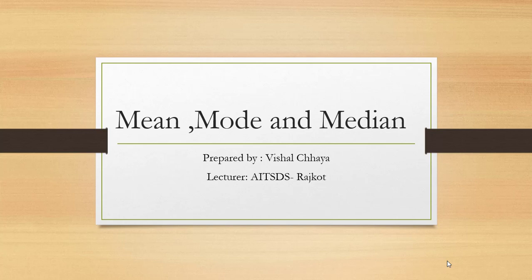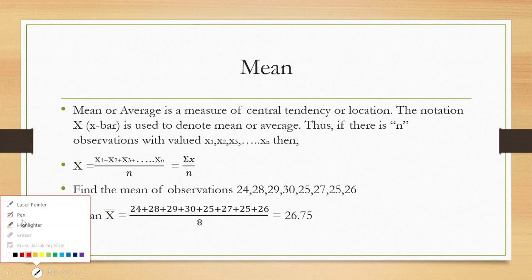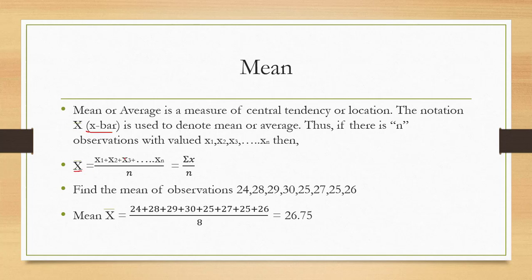Hello everyone. In this lecture we will understand mean, mode and median. So first we are going to understand what is mean. Mean is the average value of given observations. To find mean we will use the equation x bar, as mean is denoted as x bar.